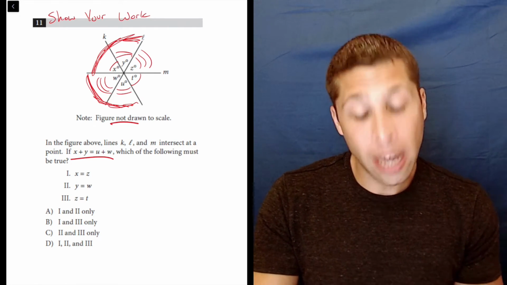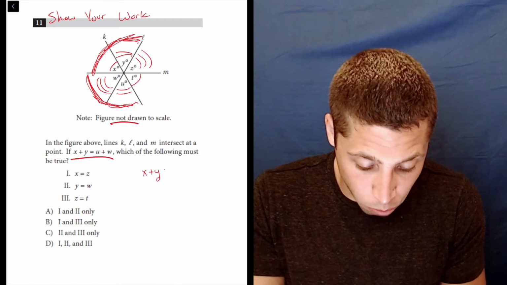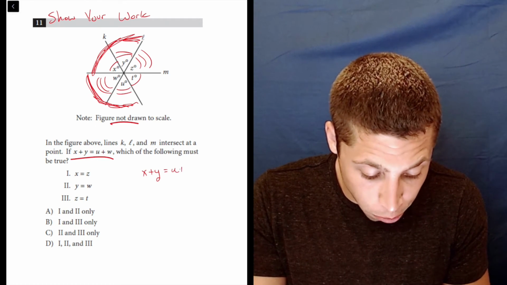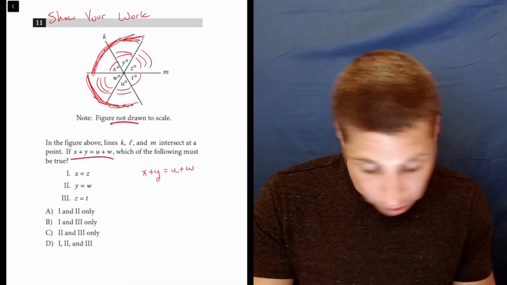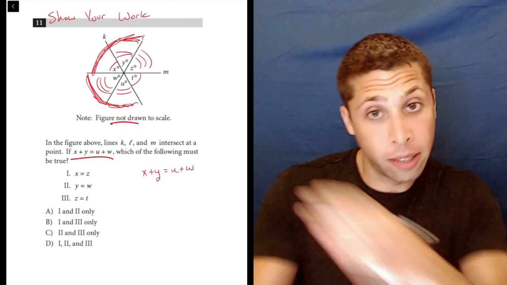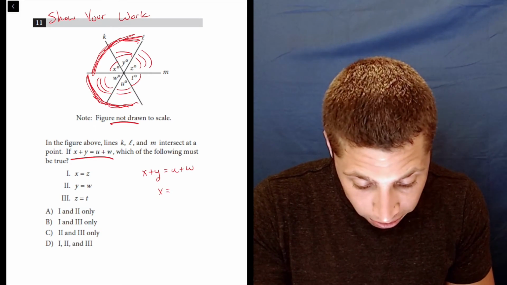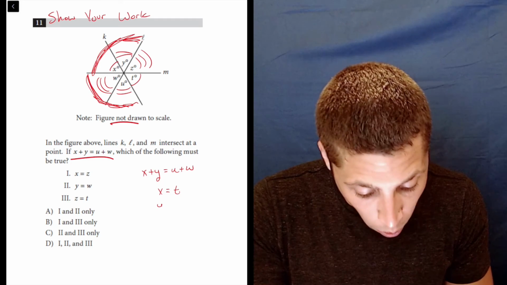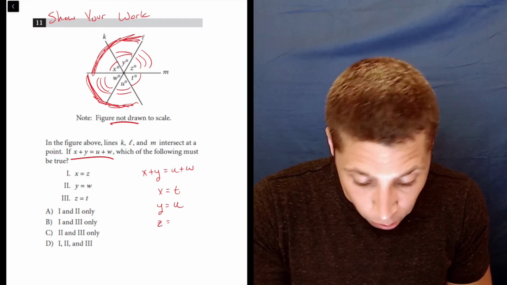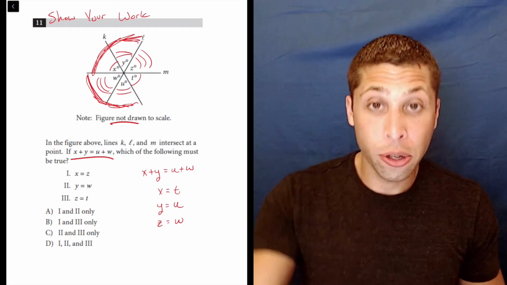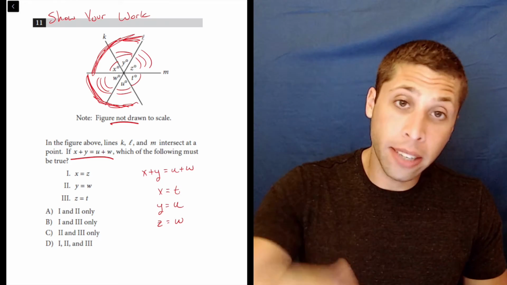And so maybe it would be helpful if I wrote other equations. So let me just rewrite this one. x plus y is equal to u plus w. And so what did I do with the vertical angles, meaning the angles that are opposite each other when they cross? So x is equal to t, y is equal to u, and z is equal to w, right? So I'm writing as equations the exact same things that I drew on my picture.